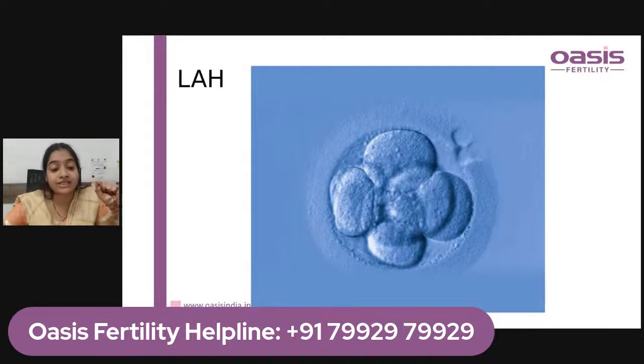So, the little hatching of this embryo, the laser assisted hatching, is spots of laser given on the outer layer of the embryo. So, what does this help? It helps in the implantation. So, this is done at the time of embryo transfer, just before the embryo transfer, when we thaw the embryos.